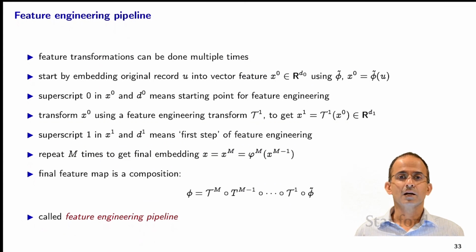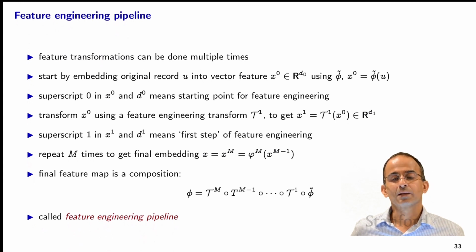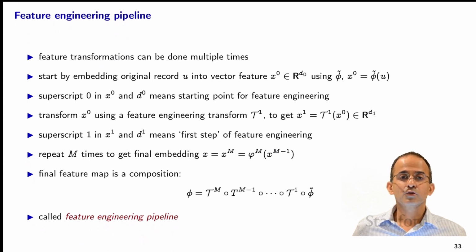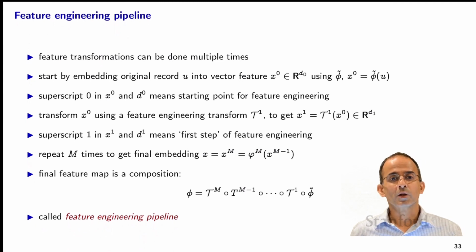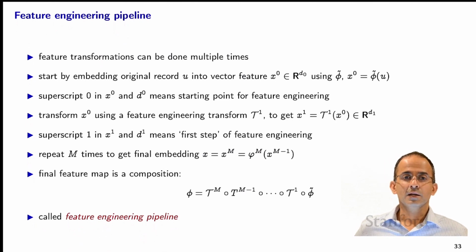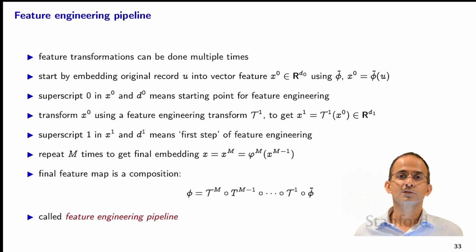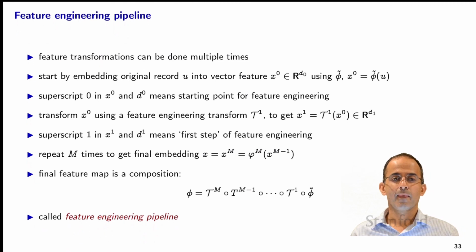Now you can do these many times. You don't have to do embedding and then one round of feature engineering. You can compose them with each other. You start by embedding the original record U into a feature vector, which we'll call x0. And then you transform x0 using a feature engineering transform to get x1. That might be standardize. And then you repeat again. You might do a polynomial embedding, or you might do binning, or you might do Windsorization. And you repeat this m times, and you've got a composition of different feature maps, and that gives you the final embedding. And this is called the feature engineering pipeline.